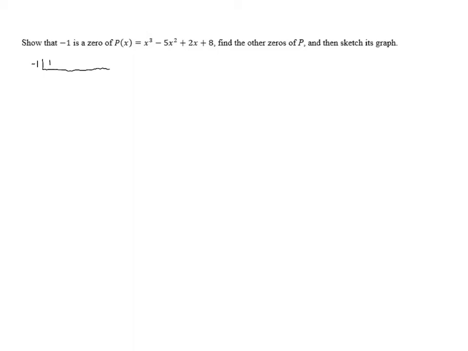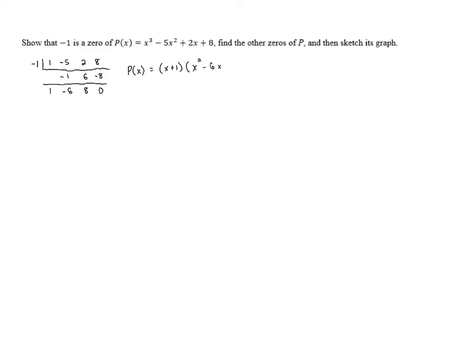So we can put the coefficients into the division symbol, bar, whatever you want to call it, and then we perform synthetic division. We bring the 1 down, we multiply, we add, we multiply, we add, we multiply, we add, and the remainder is 0. So what this tells us is p of x is equal to x plus 1 times x squared minus 6x plus 8.